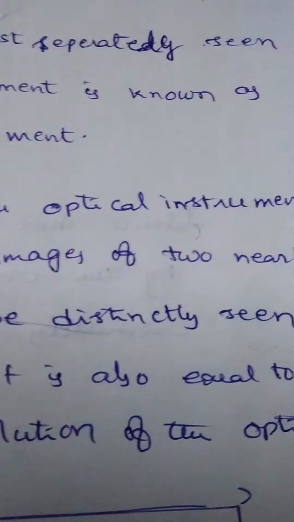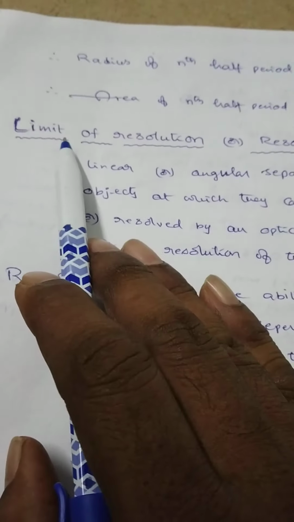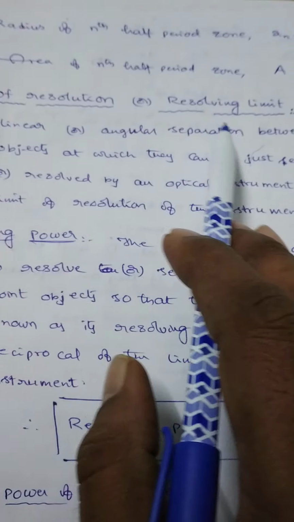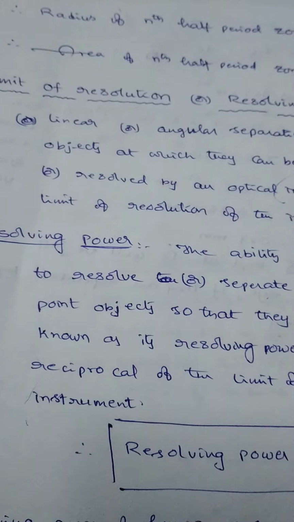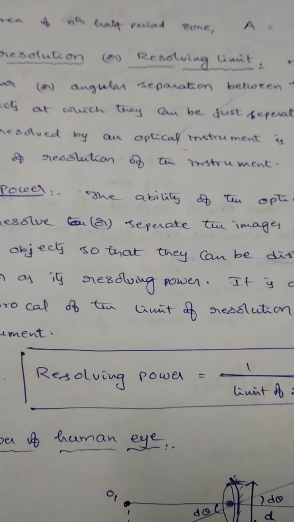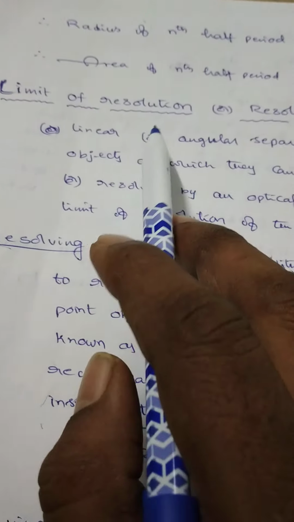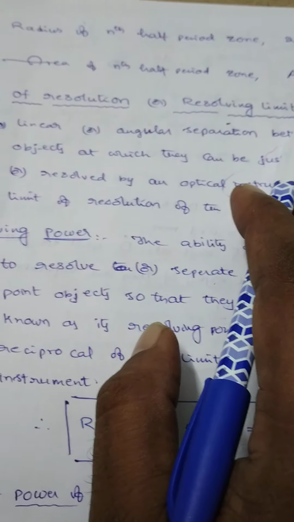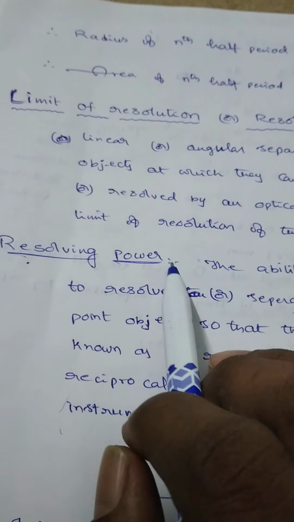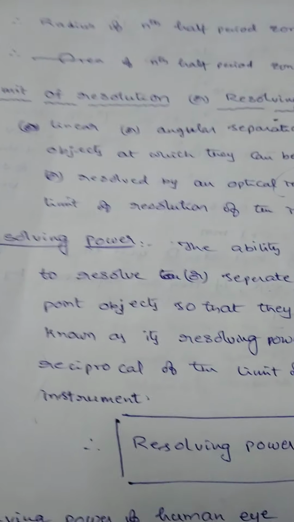Okay, so next one, what is meant by limit of resolution and also resolving power? Limit of resolution and resolving limit are the same thing. The second one is the resolving power of the optical instruments.